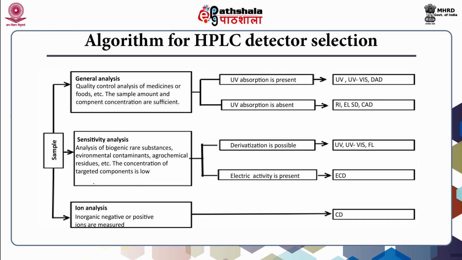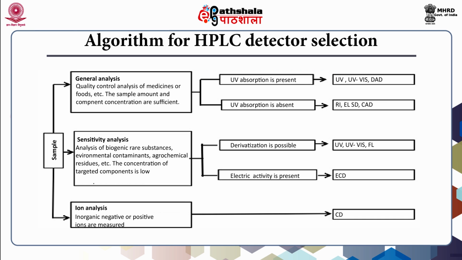For general analysis like quality control analysis of medicines or food with a sufficient quantity of the samples, if the test compounds have the property of UV absorption, then we can use UV, UV visible, or DAD detectors. If these compounds do not have the property of UV absorption, in such samples we can use RI detector, ELSD detector, and CAD detectors.